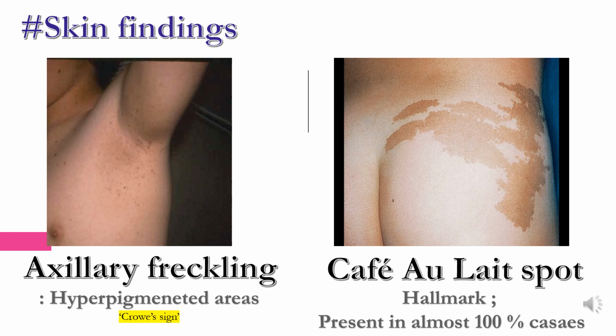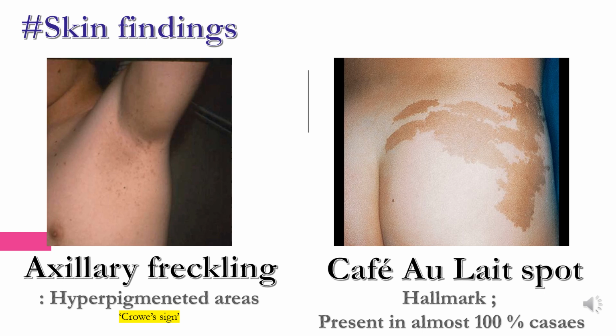As the coffee spilled on his skin and went in the axilla, there are some skin findings. First is axillary freckling, and this is nothing but hyperpigmented areas in the patient's axilla. These can be seen in inguinal areas as well, and this is known as Crowe sign. So Crowe sign is nothing but hyperpigmented axillary freckling.